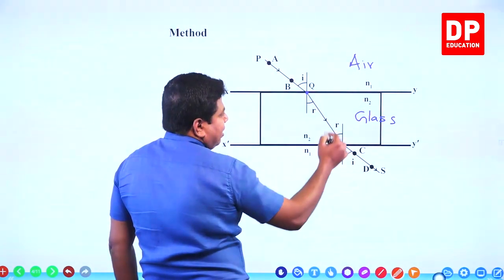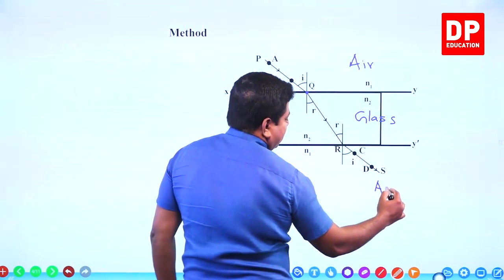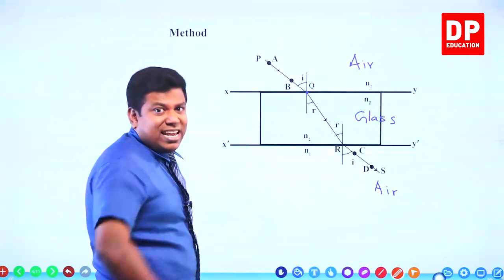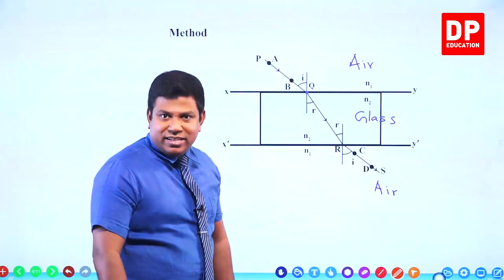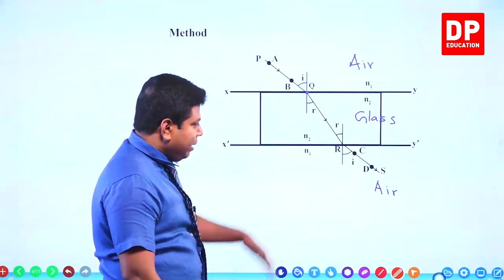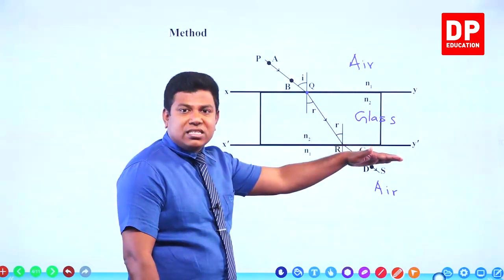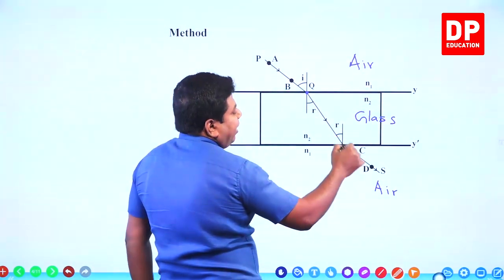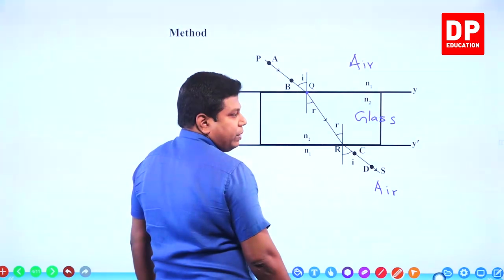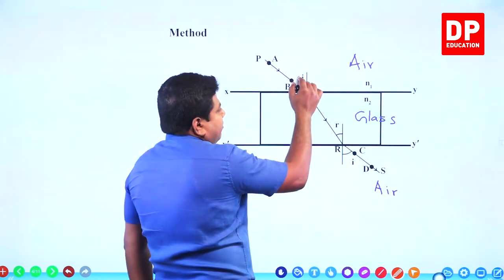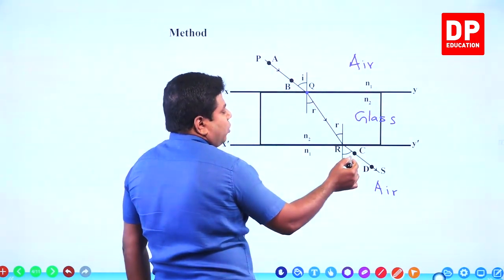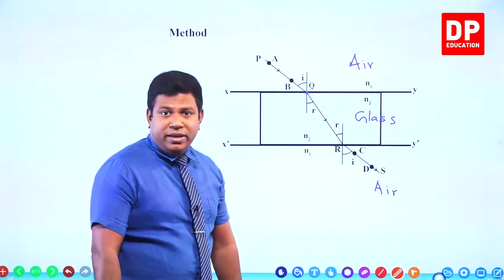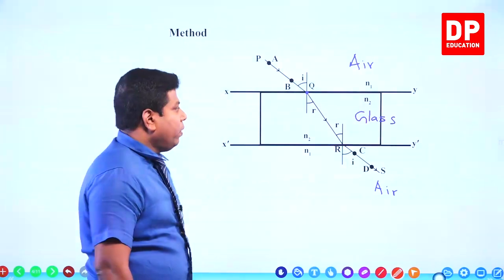Again, it reaches a glass air surface. This time, compared to glass, air is less dense. If it is less dense, what should happen? The angle should increase. The angle with normal should increase. So, see, it reaches with R and it goes out. In theory, we studied if it comes in with I, again, it should go out with I here. We can verify that with this practical. We can verify that also.